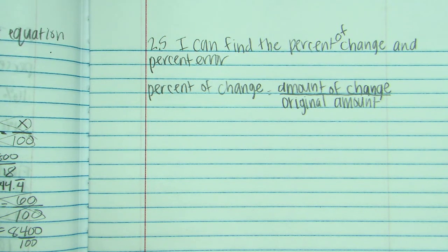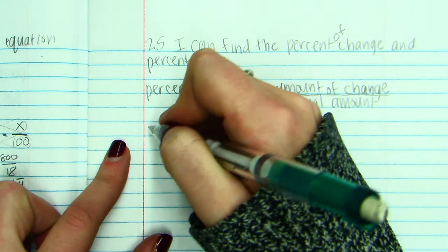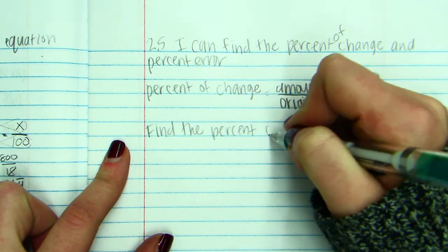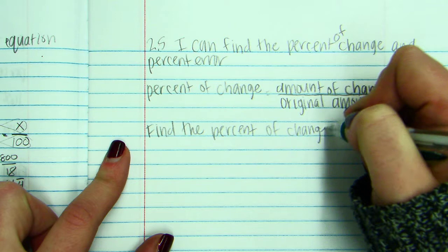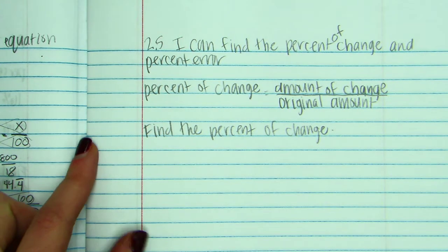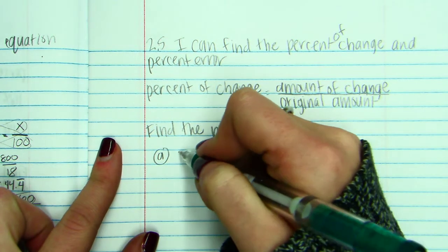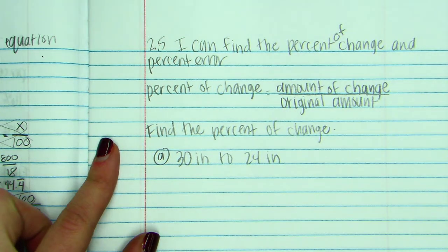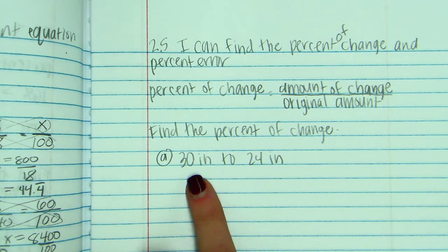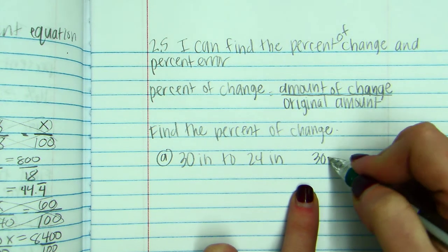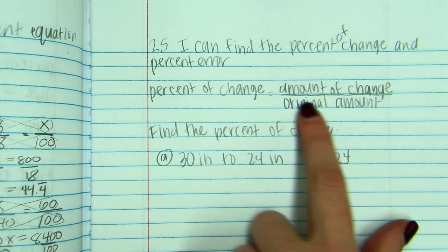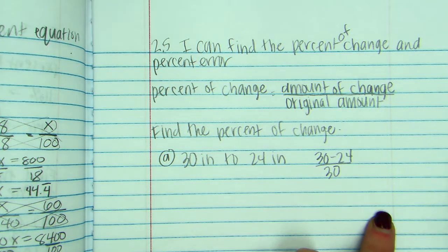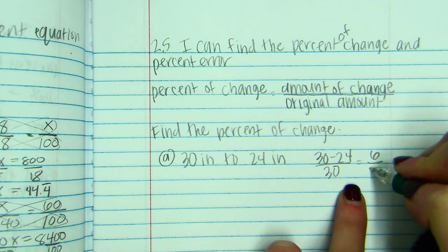So if it says to find the percent of change, let's say you had a rope that was 30 inches long and now it's 24 inches long. First we have to find the amount of change. How much did this rope change by? Well, 30 minus 24 will tell us how much it changed by, and then we divide by the original amount. The original length was 30 inches. So 30 minus 24 is 6. So I have 6 over 30.